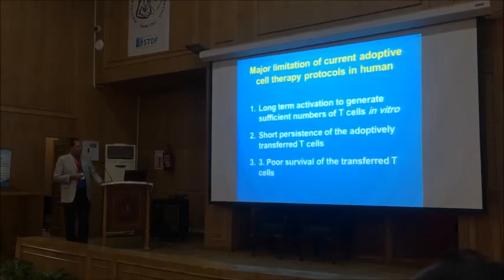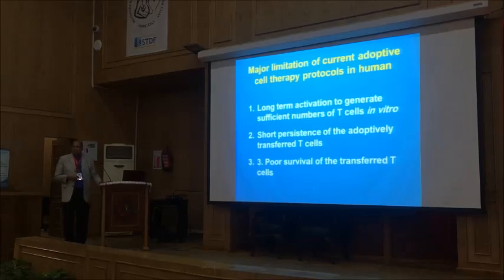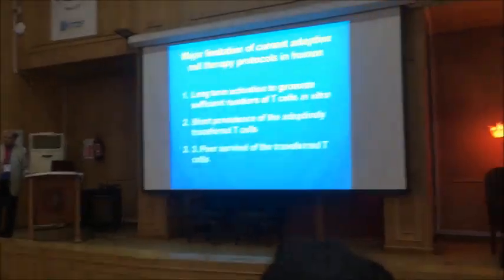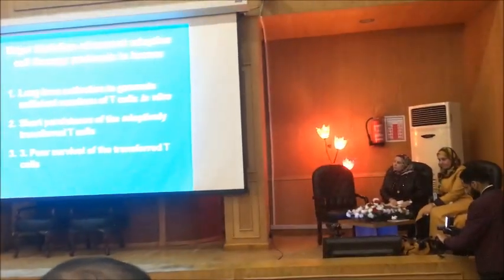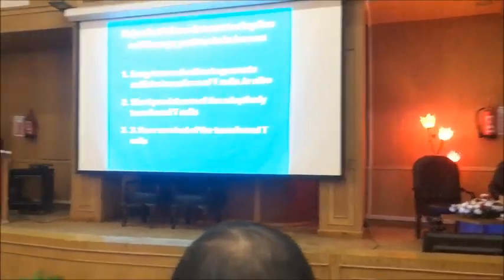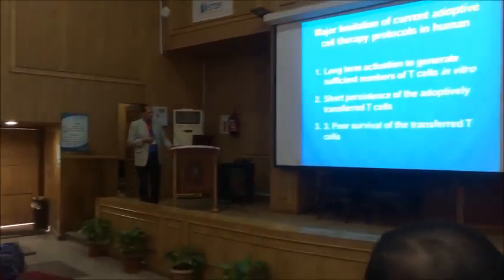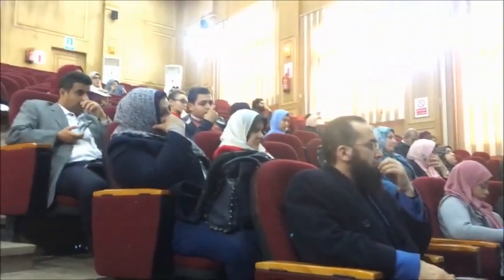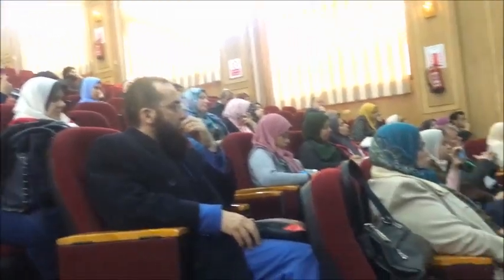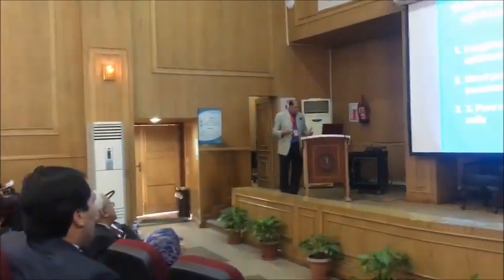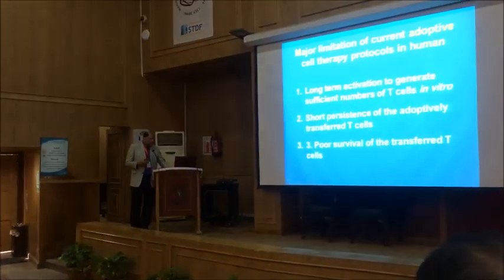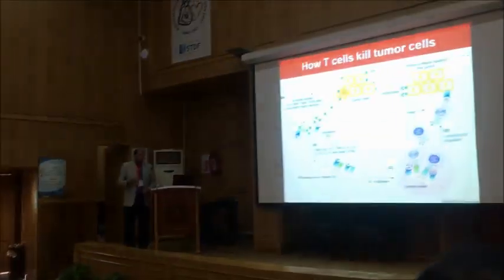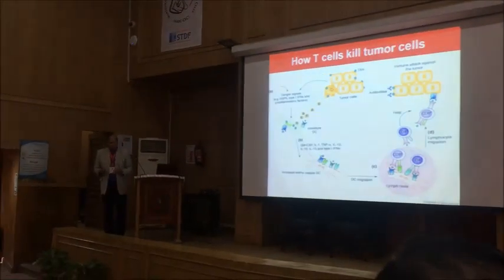The second challenge is short persistence of adoptively transferred T cells. Even the cells which survive and traffic into the tumor die later on. They don't persist for a long time. The third challenge is poor survival of the transferred T cells. When you take these cells ex vivo and measure the cytolytic activity, you find they are already exhausted, so they cannot form memory cells. How can you overcome these three challenges?